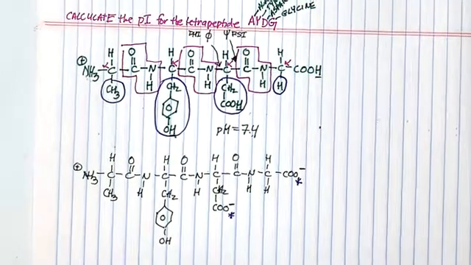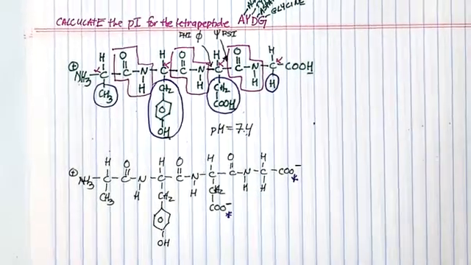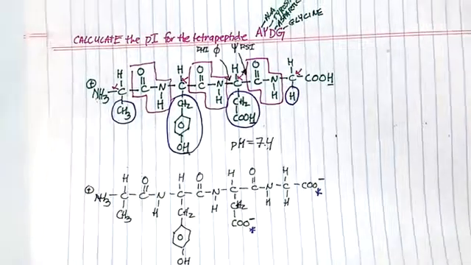Now let's get to the meat of this problem. How do we solve for the pI of AYDG? This is how I do it. First of all, you're going to need to get all your pKa's in order, kind of like you need to get all your ducks in order if you ever want to do anything. So get your pKa's in order.